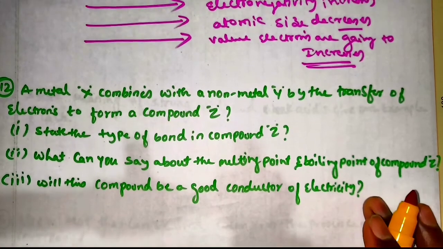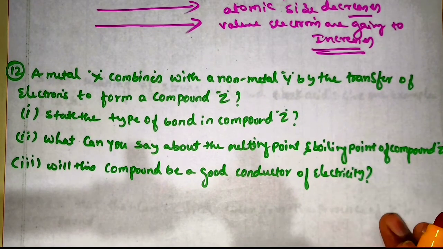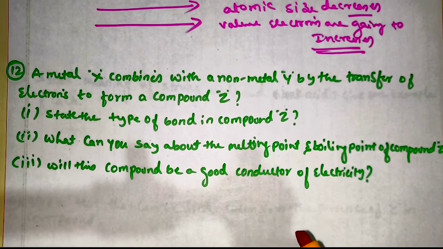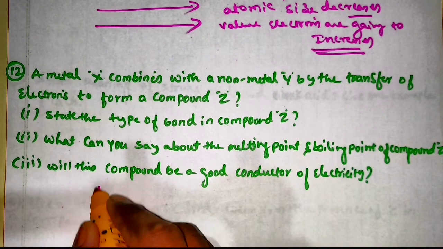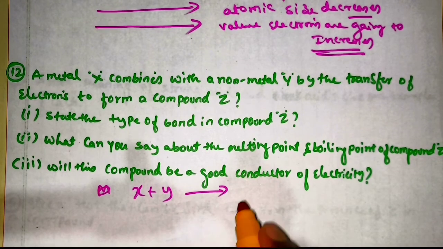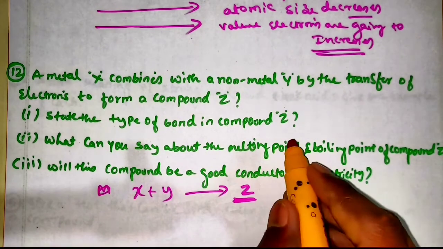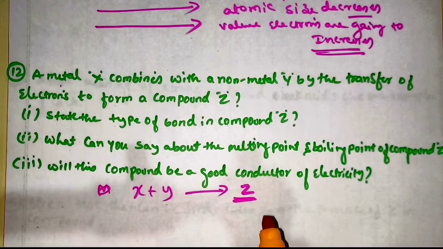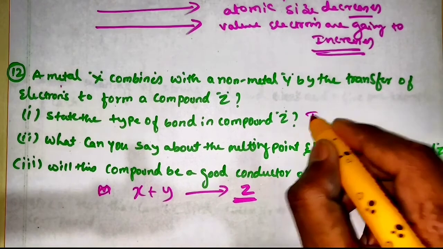Next question is a very important type of question; this type of question might be asked for 3 marks too. A metal X combined with a non-metal Y by the transfer of electrons to form a compound Z. State the type of bond present in Z. Metal reacting with non-metal by transferring electrons means it will definitely form an ionic compound, Z. So what type of bond will be there? Ionic bond.